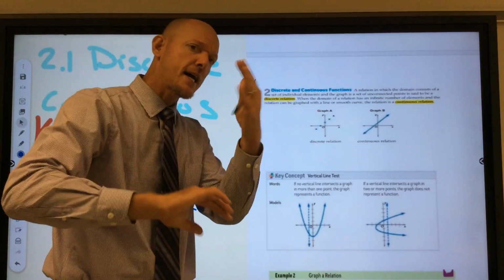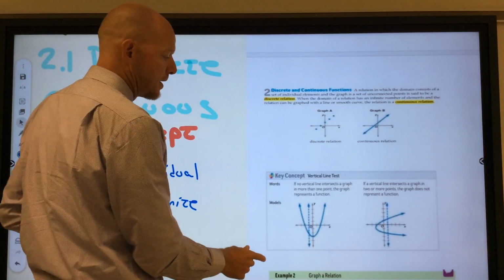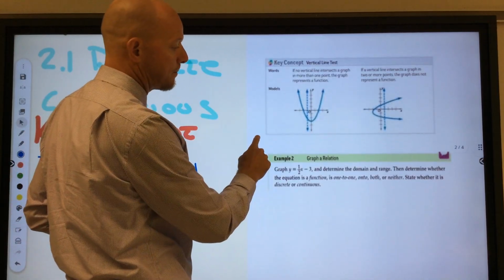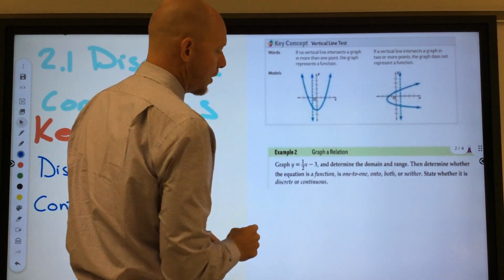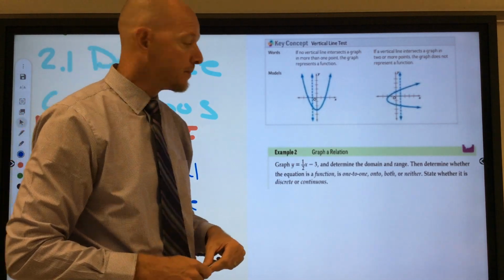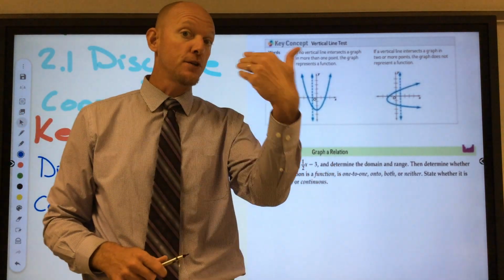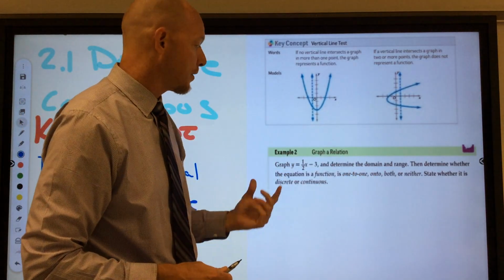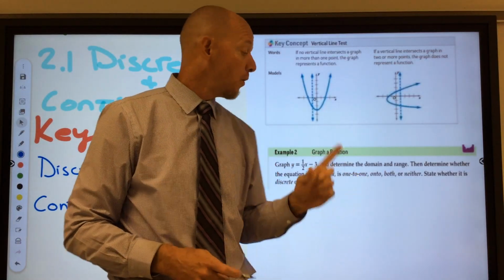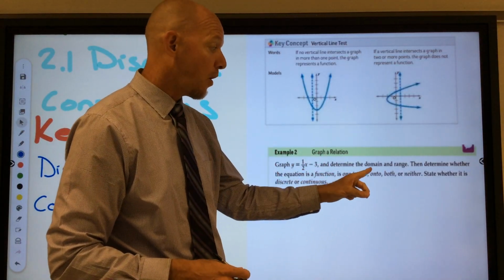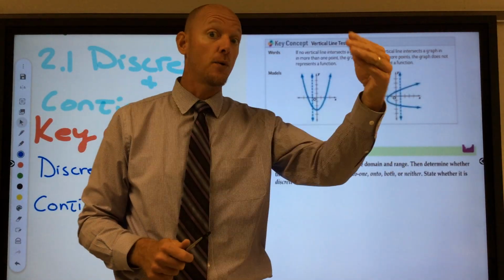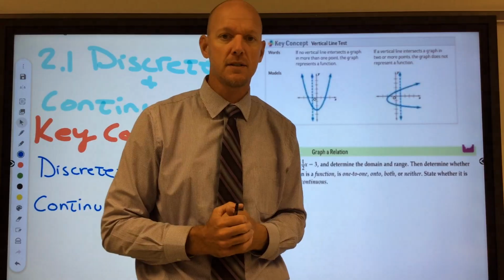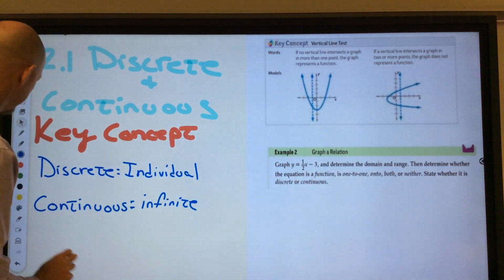All right, so let's put all of these pieces of the puzzle into a bigger type of problem. So here we go. We're going to be asked to not only graph a given equation, but we're going to have to determine the domain and range. We're going to have to determine whether the equation is a function, to see if it's one-to-one, onto, both or neither, and then state whether it's discrete or continuous. We've got a lot of stuff to do here. So let's go ahead and get started.